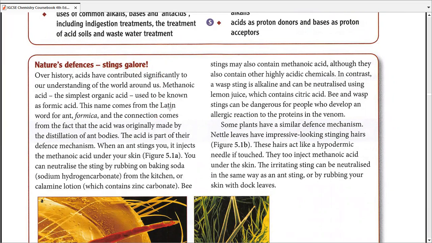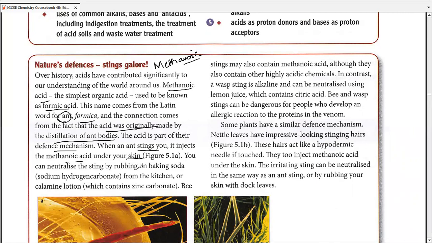We do understand the acids that we commonly talk about, like methanoic acid, which is also written over here, this one. Methanoic acid was known as formic acid. The word formica comes from ants, which literally means ants. The acid was first originally made by the distillation of red ants for their bodies. The acid is part of their defense mechanism. When an ant stings you, it injects the methanoic acid under your skin. That's why you have that scratchy feeling when an ant stings you.